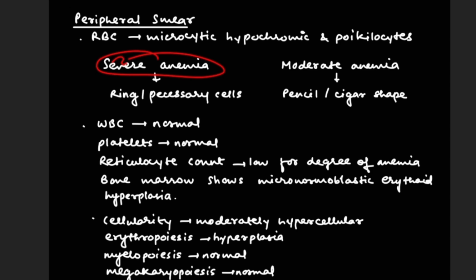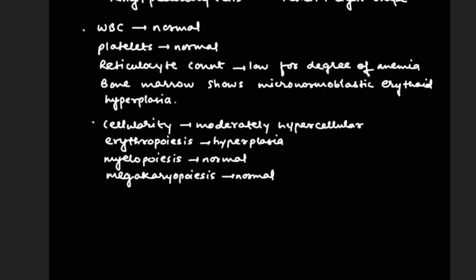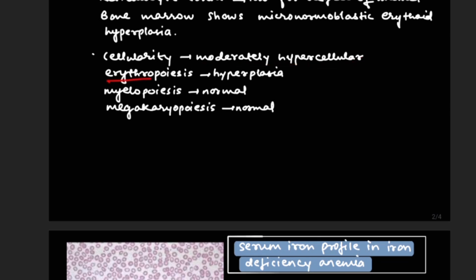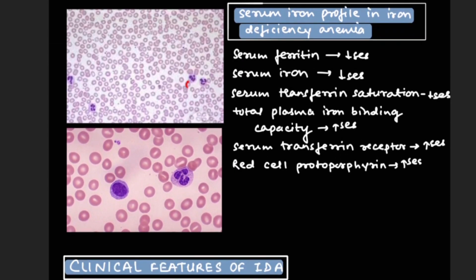Then in the case of severe anemia, the RBCs will look like ring pessary cells. In moderate anemia, they will look like pencil or cigar shaped. Here the WBC and platelet count will be normal, but the reticulocyte count will get decreased for the degree of anemia. The bone marrow will show micronormoblastic erythroid hyperplasia, that is an increase in number of cell production. The cellularity will be moderately hypercellular, erythropoiesis will show hyperplasia, meaning the number of cells will get increased, and myelopoiesis and megakaryopoiesis are normal. As you can see in this figure, the RBCs are microcytic as well as hypochromic in nature.